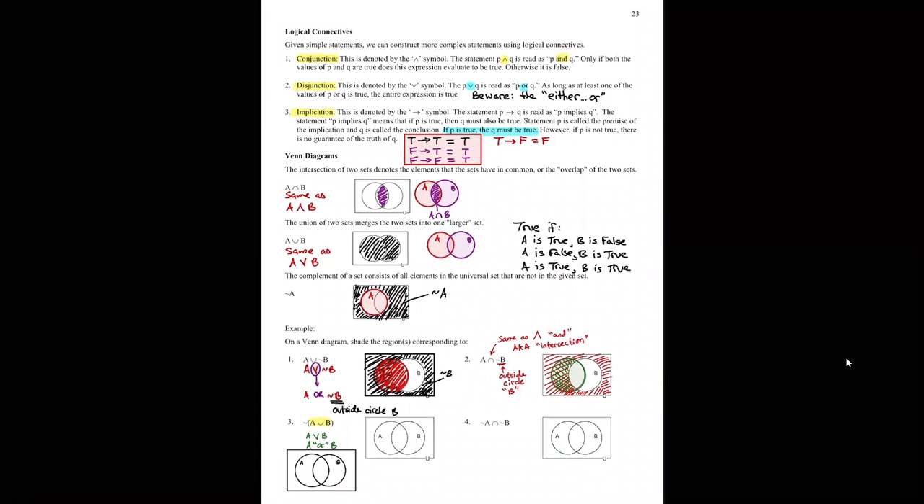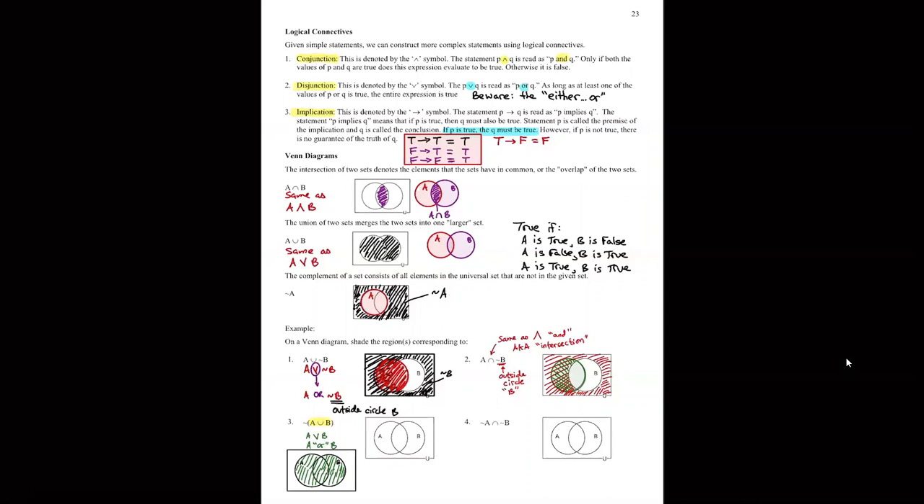So A or B would be the shading inside of A, inside of B, including the overlap between the two. Let's bring it all together in the middle.